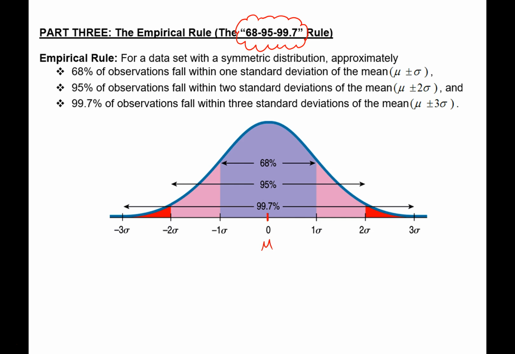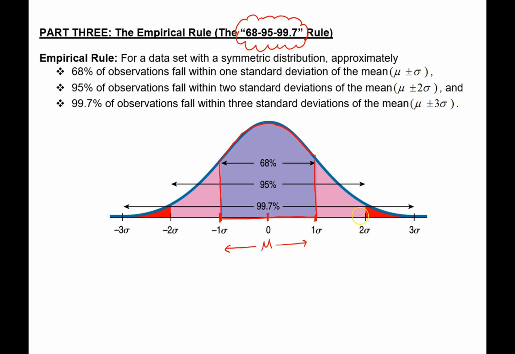So the rule says that if we start with the mean at 0, in this example, or in this formula, if we go one standard deviation above the mean and one standard deviation below the mean, and we're looking in this set here, the purple section of the graph, then 68% of the data set is going to be in that area.